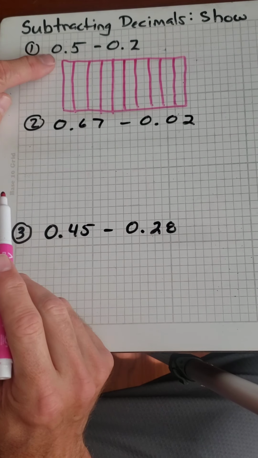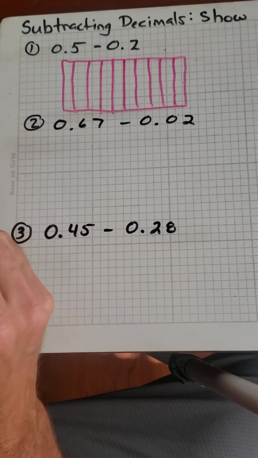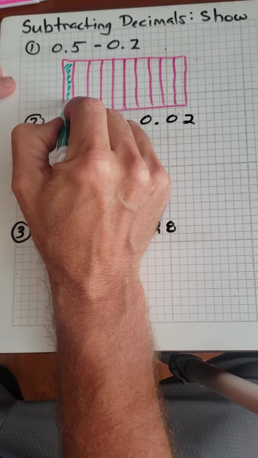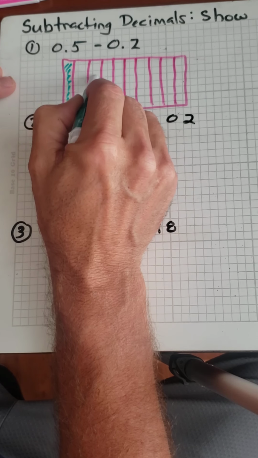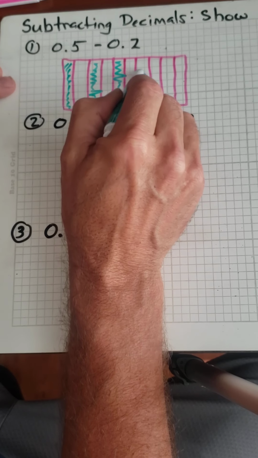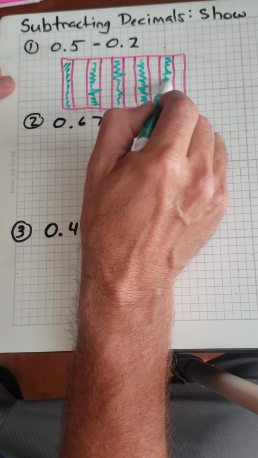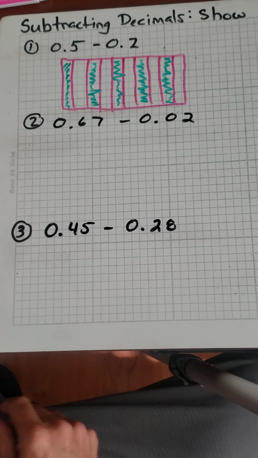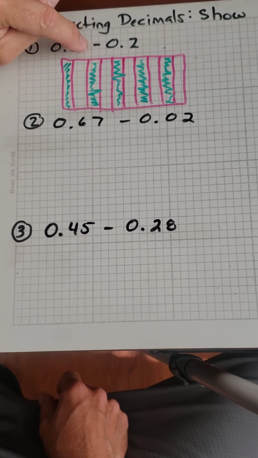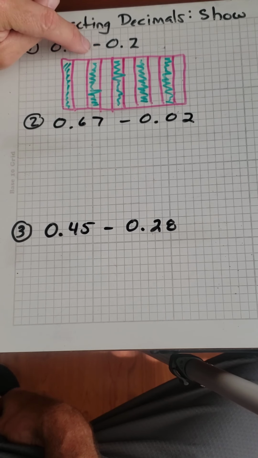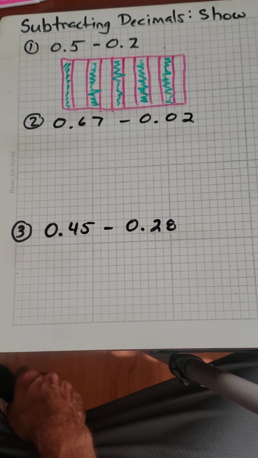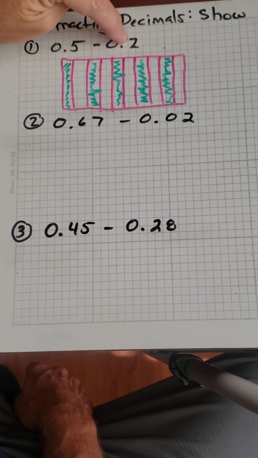And then this says that I have 0.5 of those. So I'm going to go ahead and color those in. There's 1, 2, 3, 4, and 5. So there are my 5 tenths that I have started with. And then it says that I want to take away. The best way to say that symbol is not minus or subtract, but take away. And then what I'm taking away is 2 tenths.